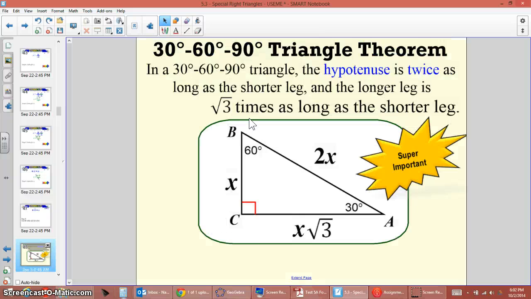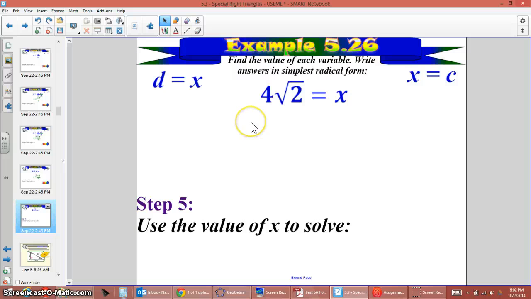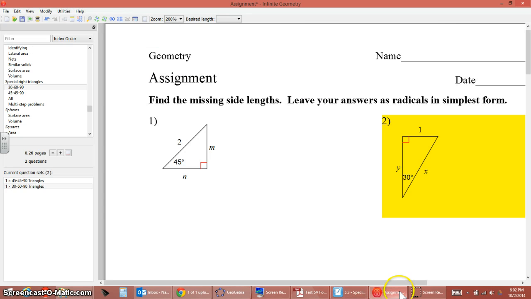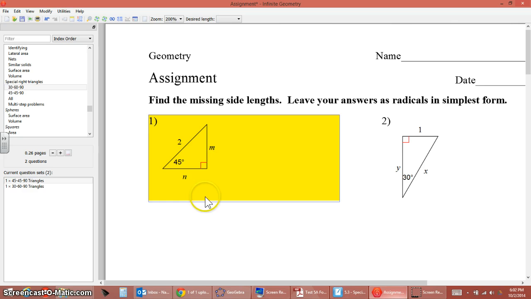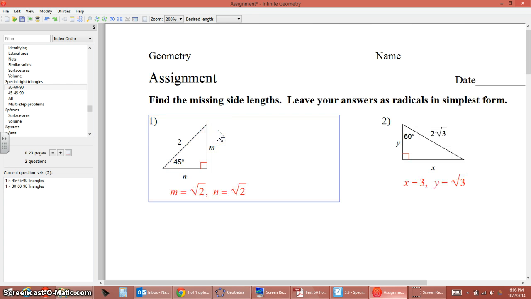There we go. That is a 45-45 triangle. I'm going to do a couple of problems like this. Okay, here's my 45-45 triangle. If this is 2, what's half of 2? 1. So this is 1 root 2 and 1 root 2. Check my answers. Root 2 and root 2.